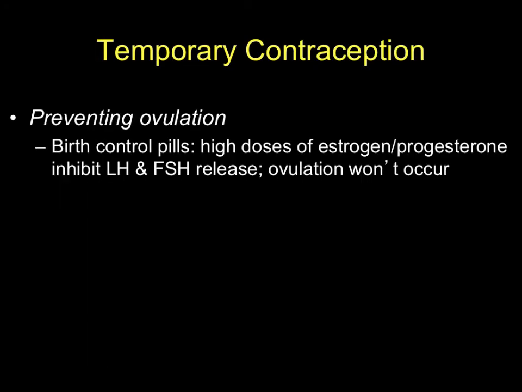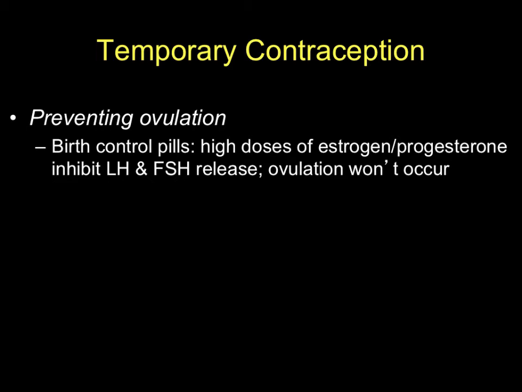As far as temporary contraception, a variety of things here. The first one we'll talk about is a chemical prevention of ovulation. So what we're going to be looking at here is, first off, birth control pills in women, which are high doses of estrogen and progesterone. Basically, we are taking advantage of the body's negative feedback system by dosing it with estrogen and progesterone, which then prevents LH and FSH from being released from the anterior pituitary.